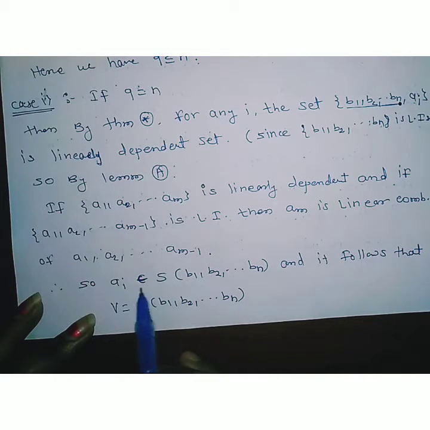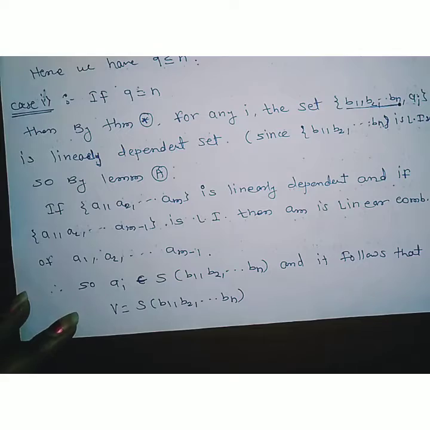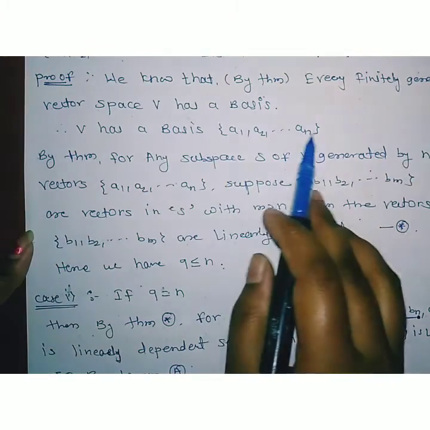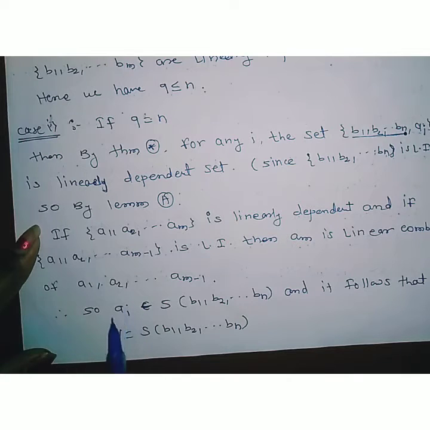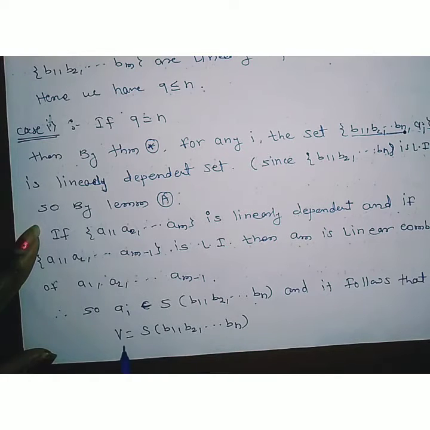Why is V equal to the span of b1, b2, bn? Because here we considered that V has a basis a1, a2, am, and each ai belongs to the span of b1, b2, bn. That is, every vector of the vector space V belongs to the span of b1, b2, bn. Every vector ai of V can be expressed as a linear combination of these vectors, which implies that V is equal to the span of b1, b2, bn.